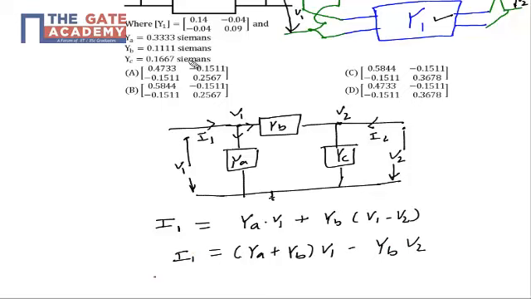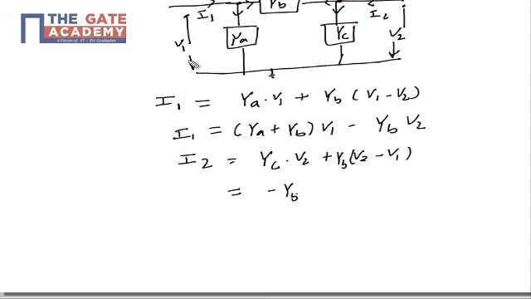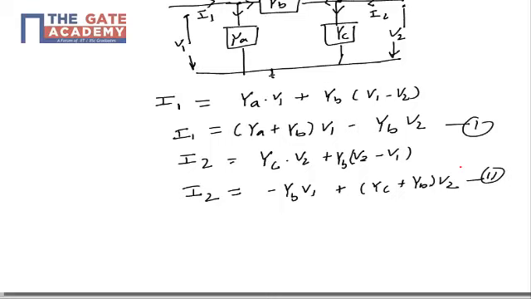Similarly, if I apply KCL at the node V2, the incoming current is I2 and the outgoing current will be in the branch of YC and this branch of YB. So my I2 will be equal to YC times V2 plus YB times (V2 minus V1). I can again rearrange this equation. So it will be I2 equals minus YB V1 plus (YC plus YB) times V2. This is my equation number 1. This is my equation number 2. Now the rest is as usual.